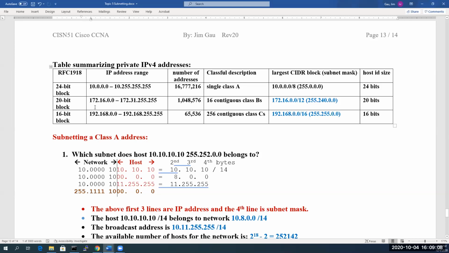And then for the class B, it's 172.16 all the way to 172.31, which is a class B each one of them. And you can summarize it to this one, just like what we discussed in our example. And the host ID is 20-bit in here, 16 plus 4, okay? And then in here, it's half and half, 16-bit host and 16-bit network.